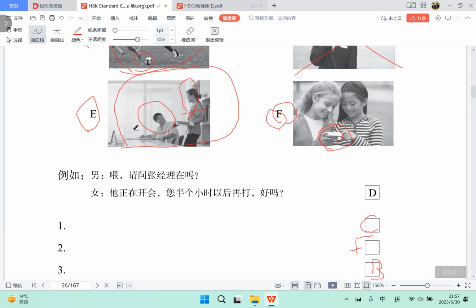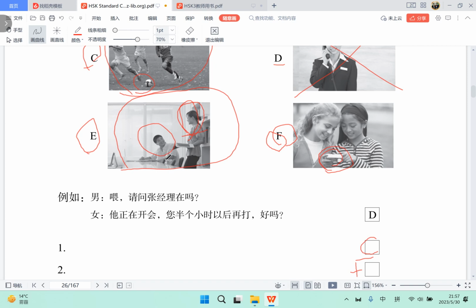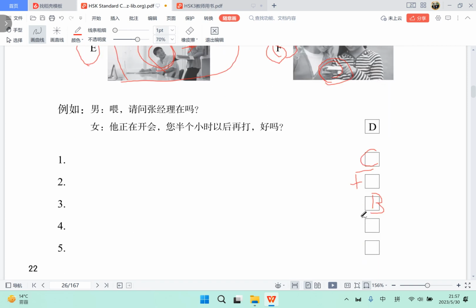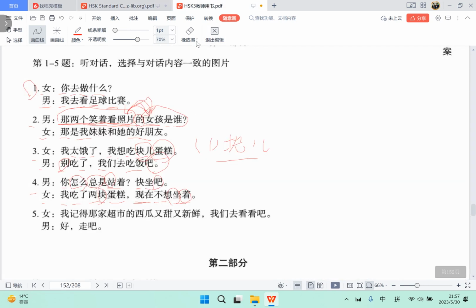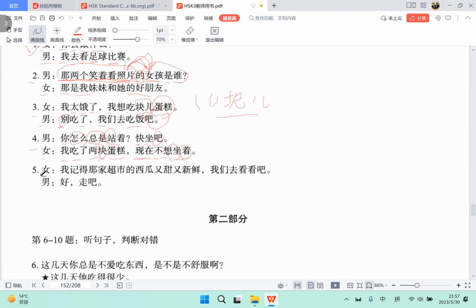So we can see 站着, 坐着, so 第四题 we choose E. The last one, number 5, we're going to choose A. It's something about shopping and a supermarket. And the woman says 我记得那家超市的西瓜, I remember that supermarket's watermelon. This part is attributing to the 西瓜, watermelon, 又甜又新鲜. 又 means both this and that.